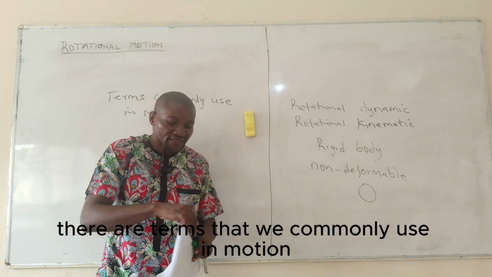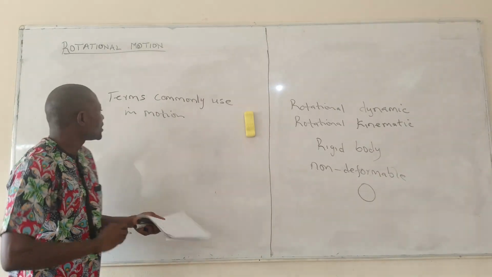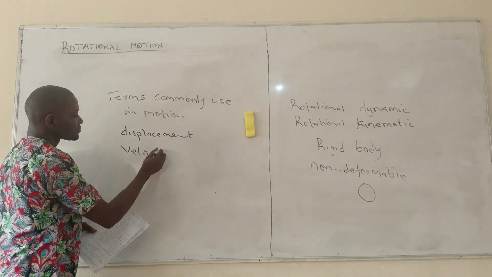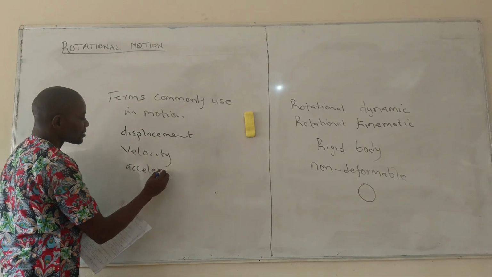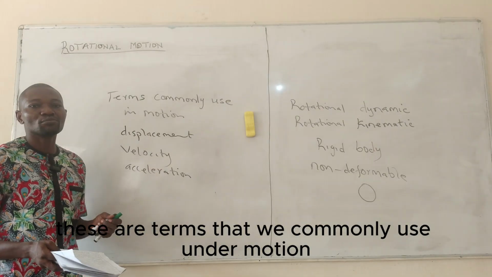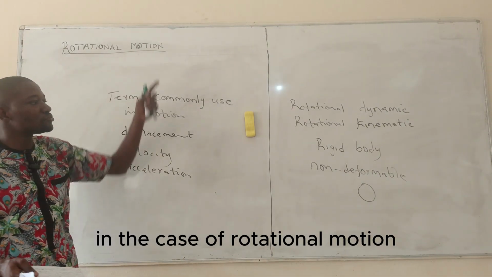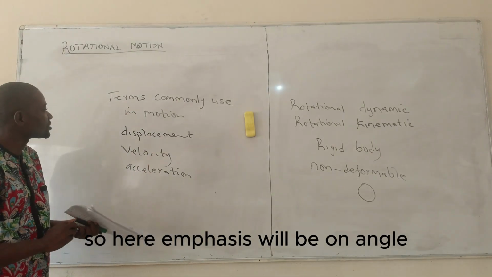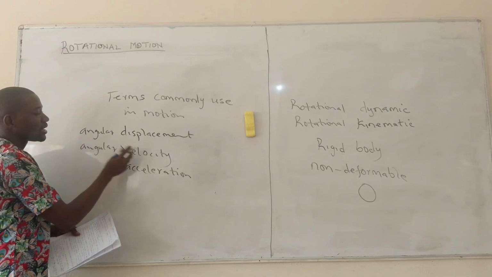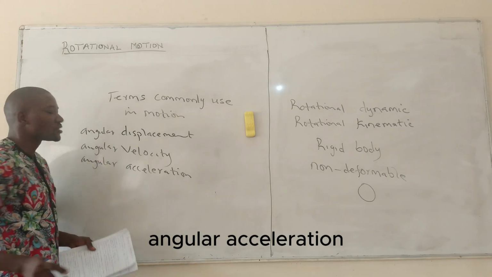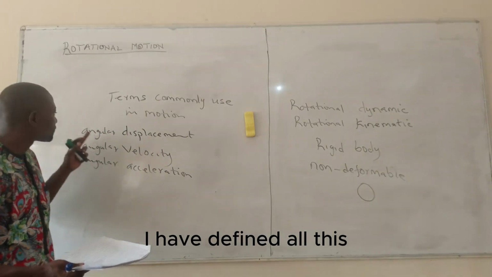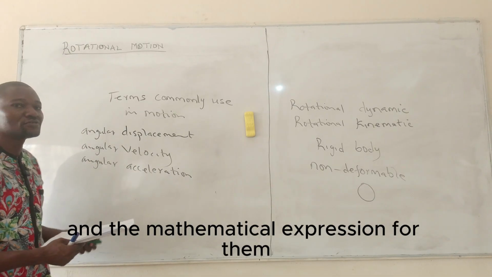Okay, let's make progress. There are terms that we commonly use in motion, like displacement, velocity, and acceleration. In the case of rotational motion, we are talking about angle, so emphasis will be on angle. So you hear of angular displacement, angular velocity, and angular acceleration. In my earlier video on circular motion, I defined all these and their mathematical expressions.